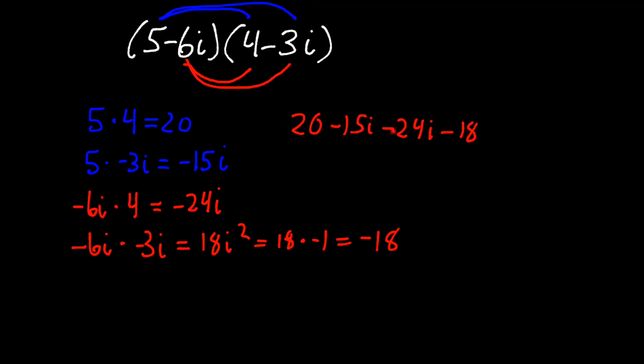Now I just need to combine like terms and go from there. So 20 minus 18 is 2, and negative 15i minus 24i is a negative 39i. And that is our solution. There we go. And that's really all there is to adding or subtracting complex numbers, as well as multiplying complex numbers.